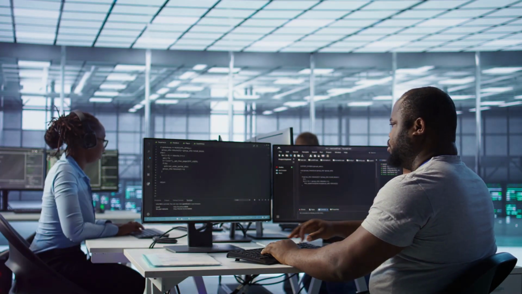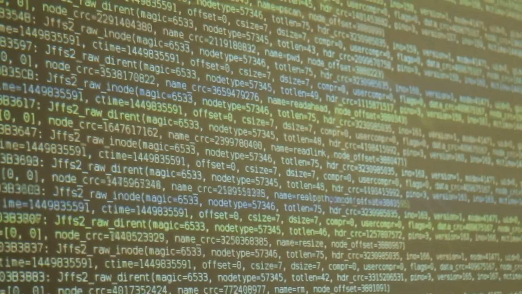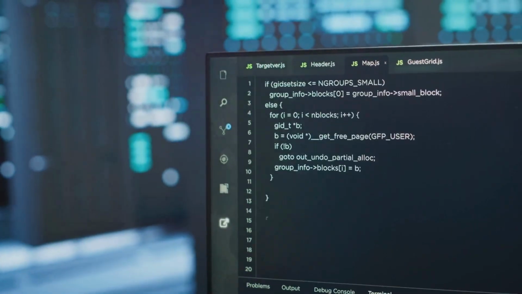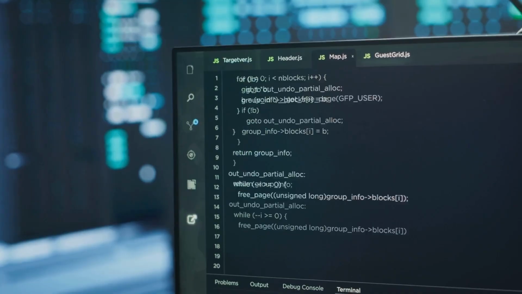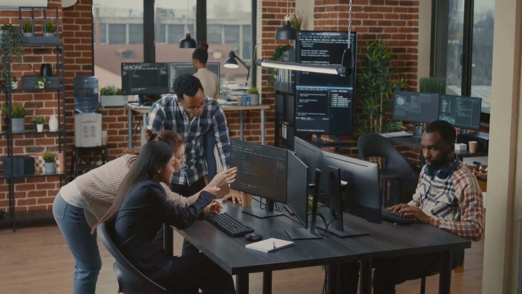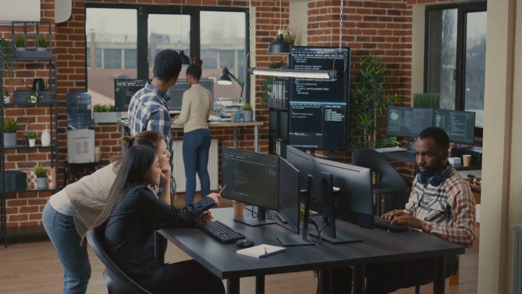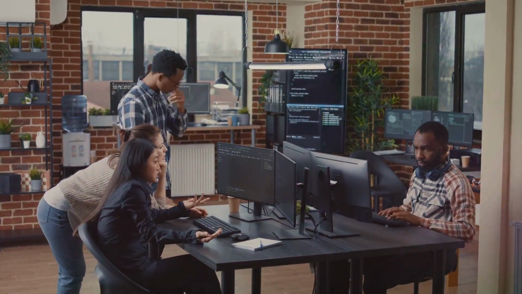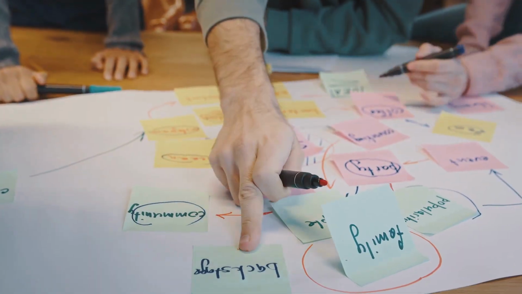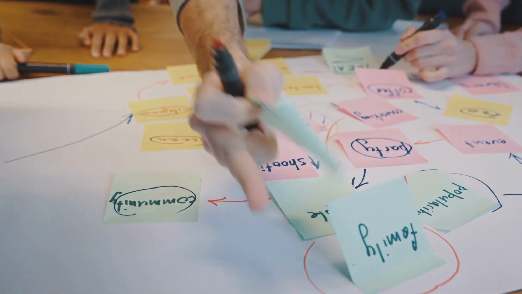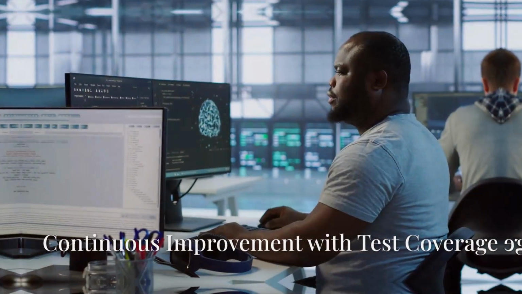Different projects require different coverage targets. Critical systems, such as financial or safety-related software, often demand very high coverage. Less critical applications may accept lower coverage if risks are understood. Setting realistic targets helps teams avoid chasing numbers instead of value.